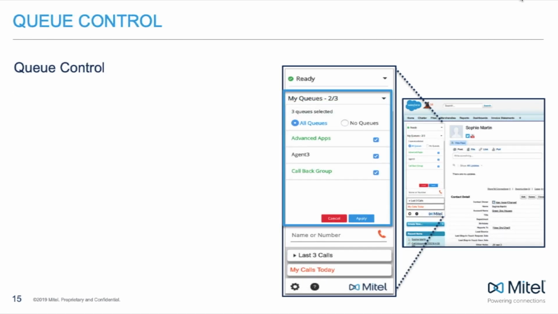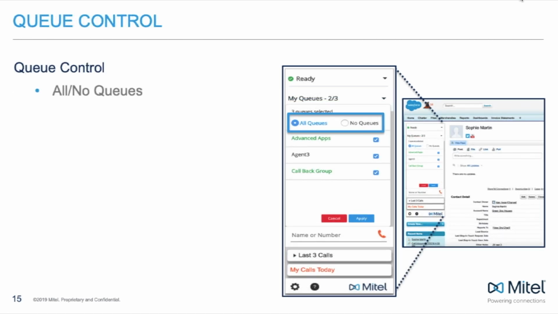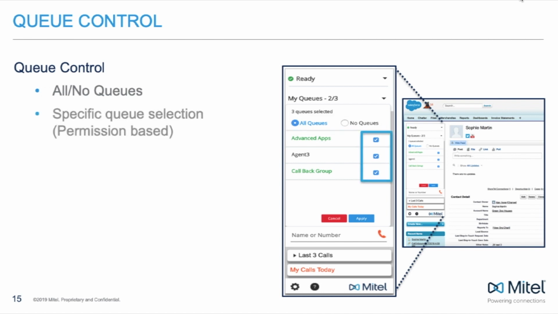When you select the Queues pull-down, you will see that you can log in or out of all queues at once. And if you have permissions to do so, you can select individual queues from which you can take calls. If you do not have permissions, these checkboxes will not appear. Once you have made your selection, press the Apply button to save your changes.